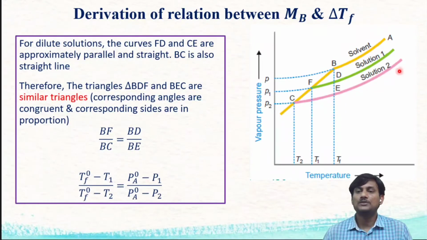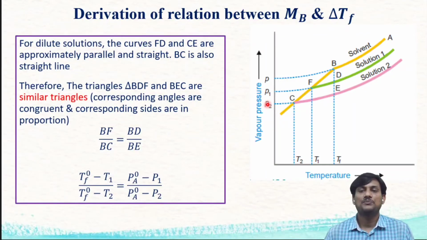For solution 2 also there is a decrease in vapor pressure of this solution 2 with a decrease in temperature. After reaching T2, that is freezing point, the vapor pressure of the solution will be equal to the vapor pressure of the solvent. Here at Tf°, the vapor pressure of the solvent is P. At T1, the vapor pressure of solution 1 is P1. At T2, the vapor pressure of solution 2 is P2.